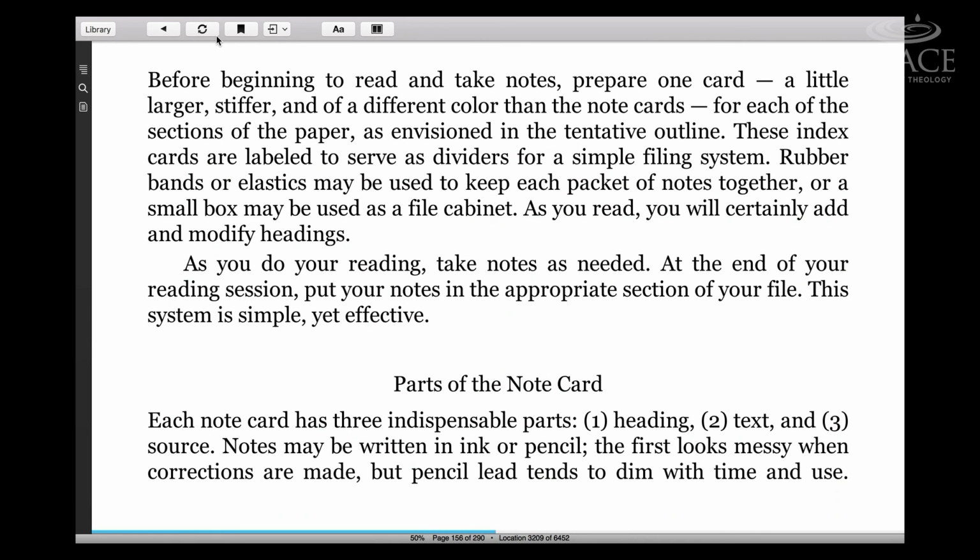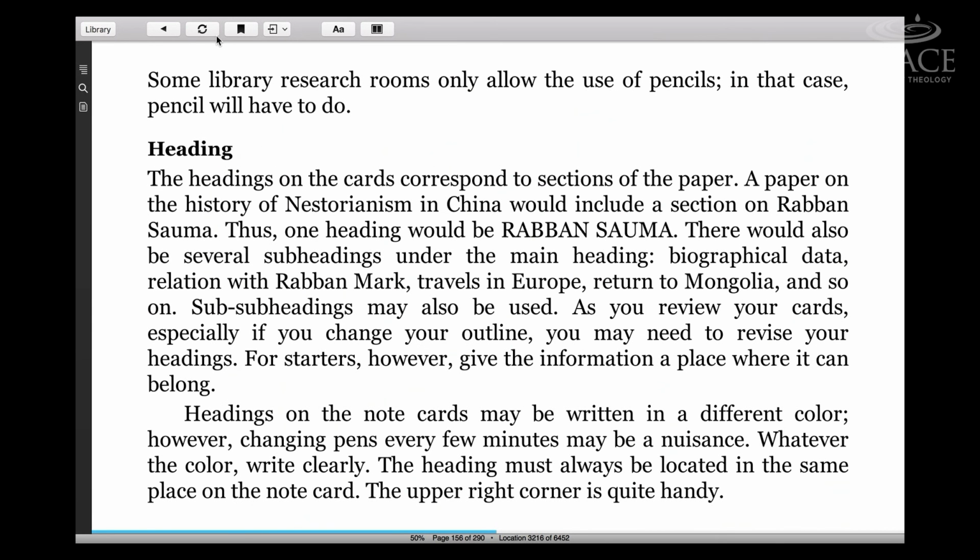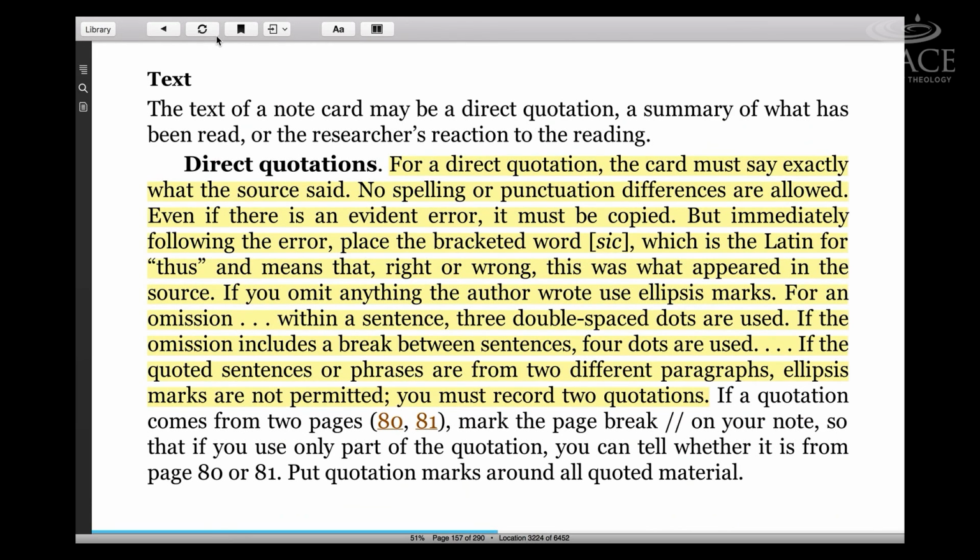But however you do it, make sure it's clear, make sure you get all the information you need, and be consistent in the way you approach taking notes. It's probably a good idea to put a heading on every note card so you know what it's about at a glance.